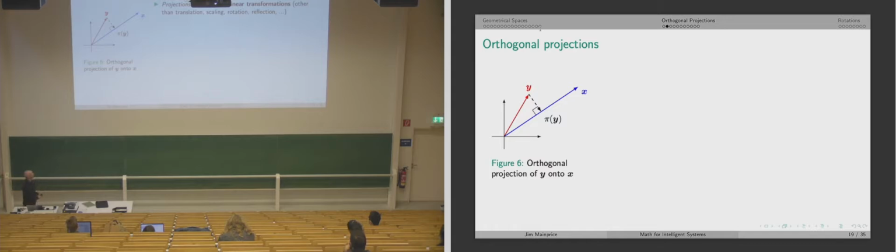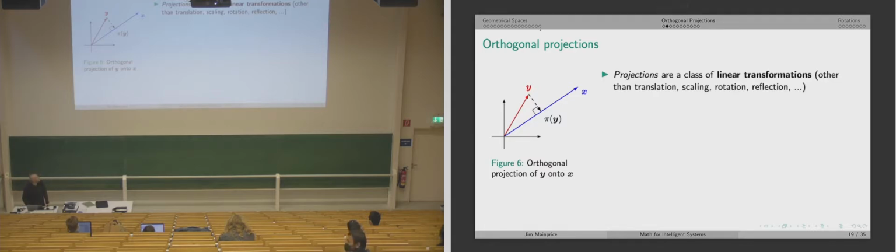So projections generally are a class of linear transformations, other than translations, scaling, rotations, and reflections. Translations are somewhat easy and obvious, kind of trivial things, scaling as well. We will see rotation at the end here, hopefully today. And reflection, we will not see that.